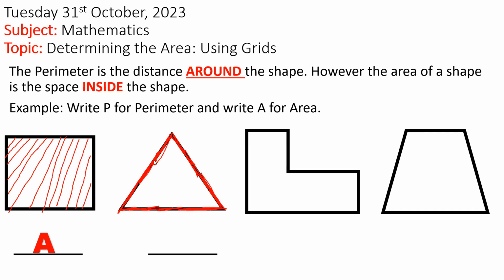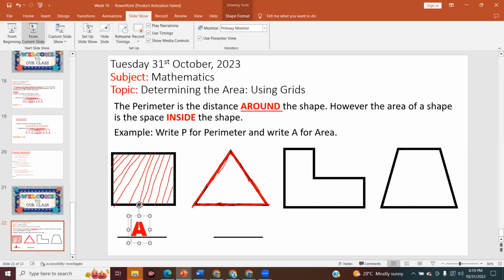And so the distance around the shape is going to be what? What do you call it? Perimeter. Very good. Perimeter, that's P, capital P. All right, so the perimeter is the distance around, whereas the area is the space that is inside this two-dimensional shape.